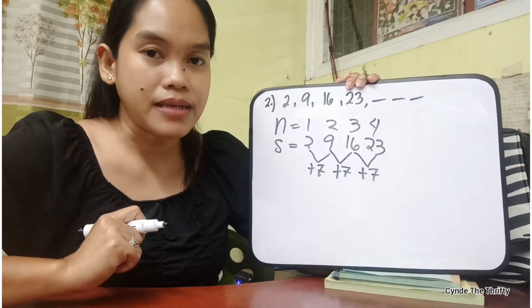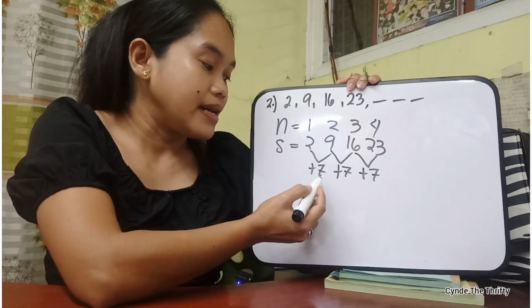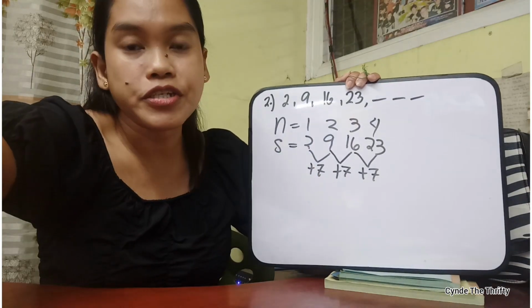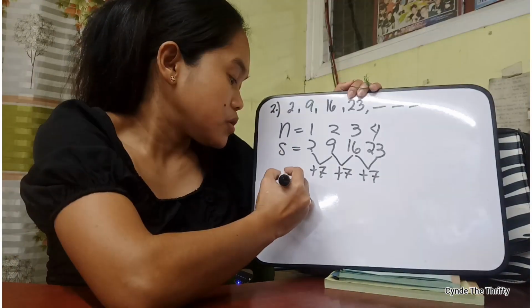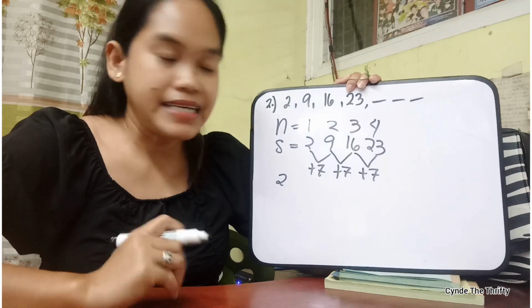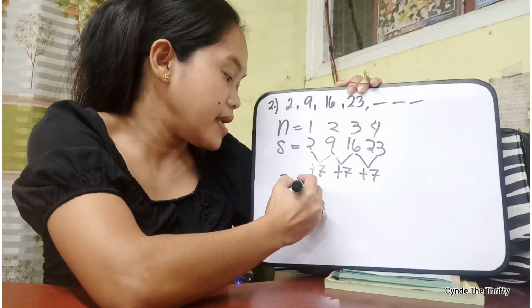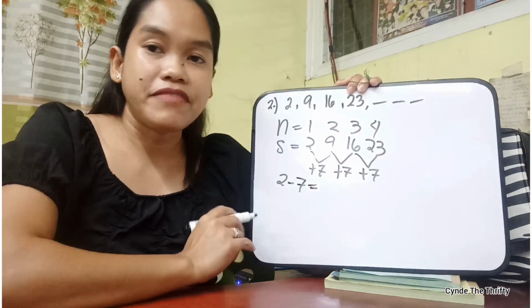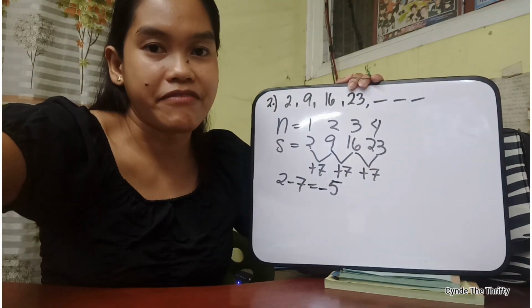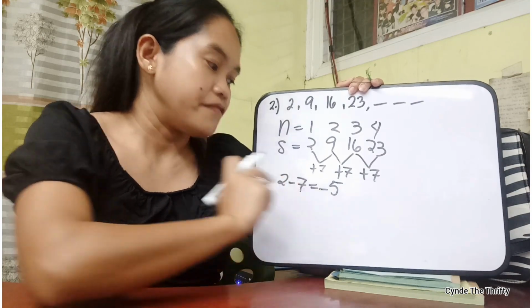Ngayon naman, ang susunod natin gagawin is isasubtract natin ang ating interval or difference sa ating first term. Ang ating first term is 2, and ang ating difference or interval is 7. So, isubtract natin siya kay 2. 2 minus 7 is equal to negative 5, kasi mas malaki si 7 sa kanya. So, negative 5.